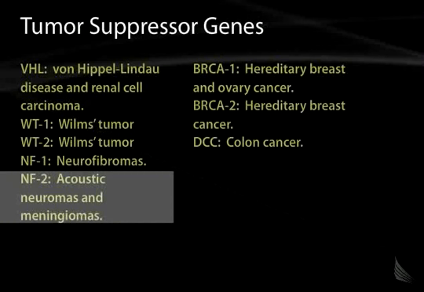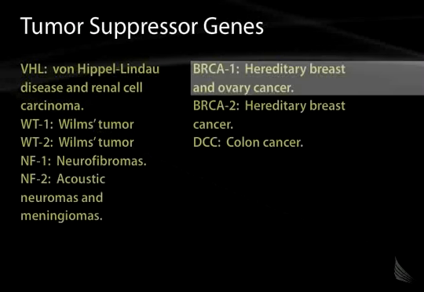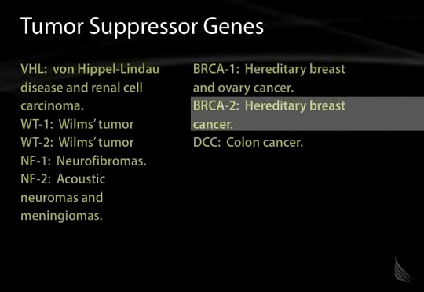We've also mentioned some of these other tumor suppressor genes in our other lectures, such as in the lecture on breast cancer, where BRCA1 and BRCA2 are tumor suppressor genes that, when mutated, lead to the development of breast and ovarian carcinomas.